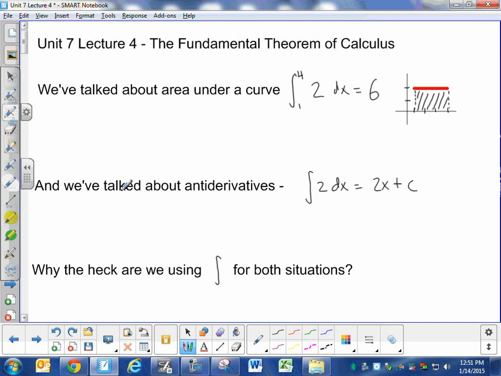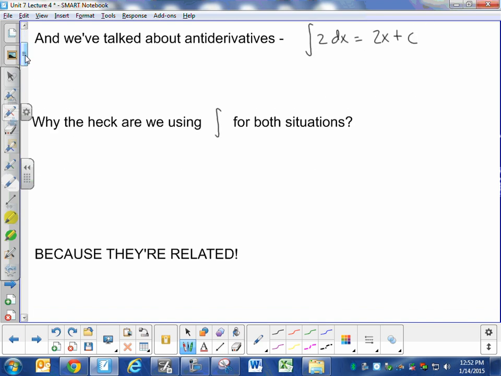So we started talking about areas under curves. Sometimes they were straight lines, like this function 2 from 1 to 4. You could find the area under that curve. We talked about how, if we have non-straight lines, we could approximate. And we talked about antiderivatives. What we noticed last class is that we're using this integral for both situations. And why are we using this integral? You could probably assume they have something to do with each other, areas and antiderivatives. Well, you would be correct.